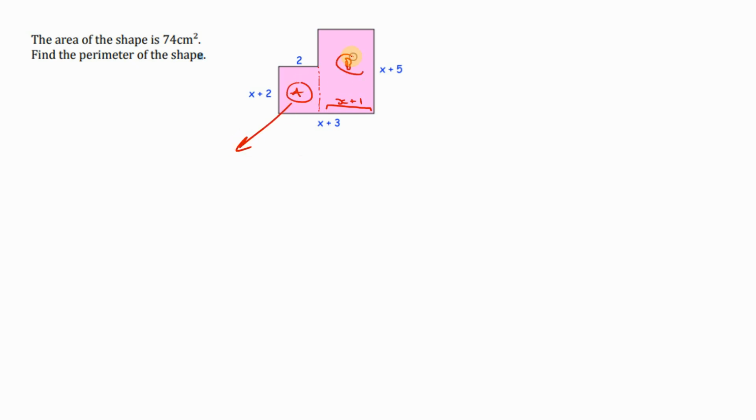So label up your bits of the shape, and let's find the area of A first. I'm going to find the area of both of these, and I'm going to add them together. I'm then going to make it equal to the area they've given us, which is 74, and then I'm going to solve, and substitute it back in to find the perimeter. It's going to be a bit of a long one. You could just be asked to show that an equation is something and then to solve it as well.